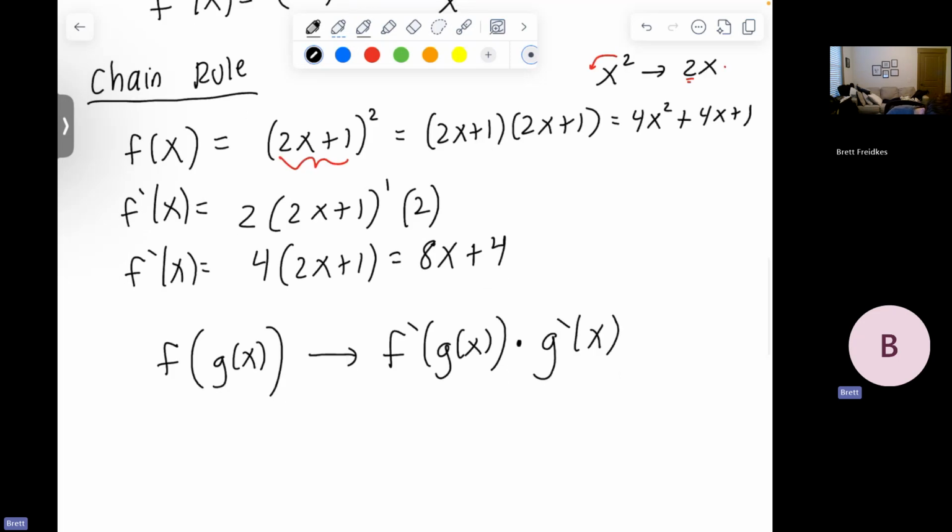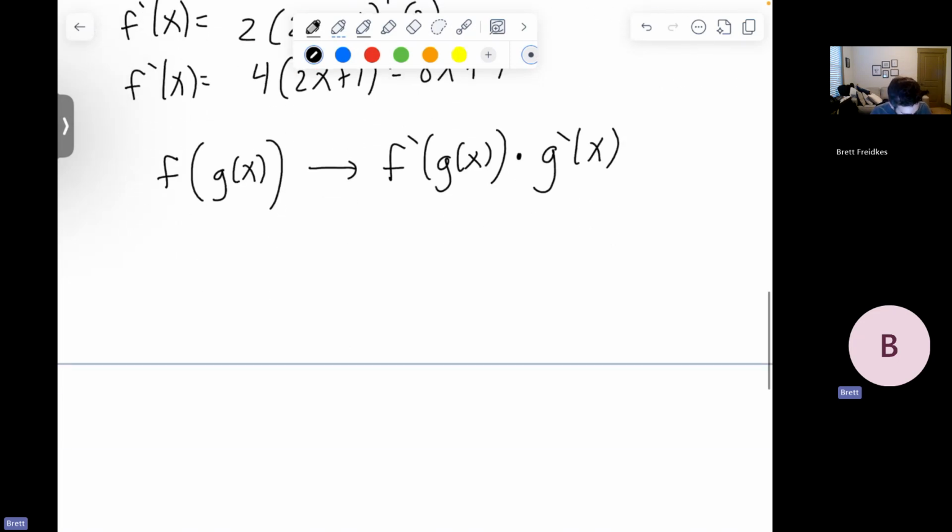So comparing to this, in our example, this is our g of x, and our f of x is that quantity squared. So I take the derivative of f, so I bring down the 2, and then I have to multiply by the derivative of the inside, which brings out the extra factor of 2. That is the 2x plus 1 expression from there.